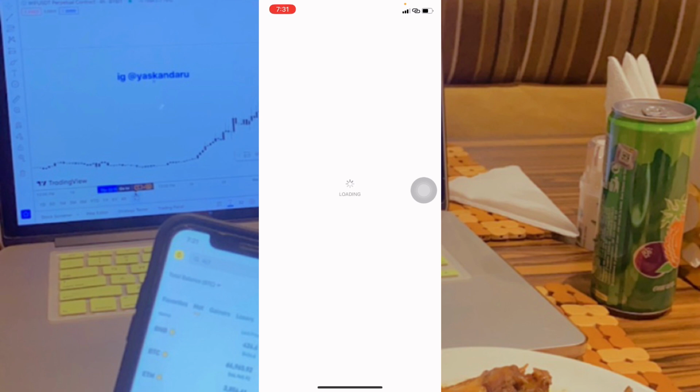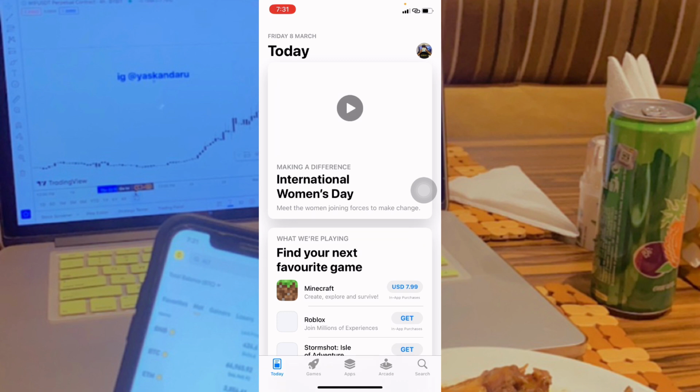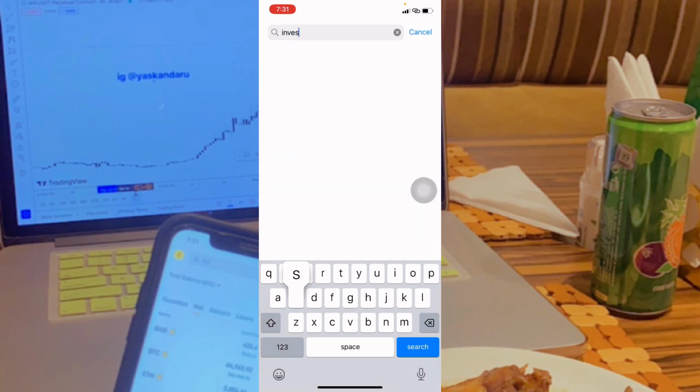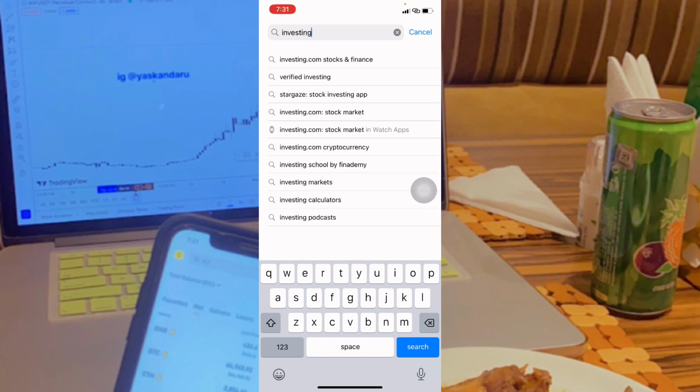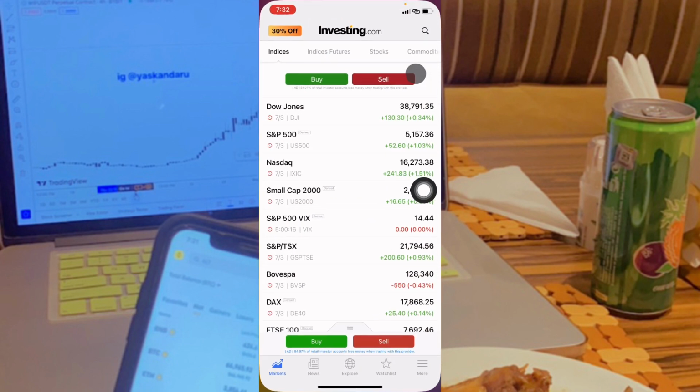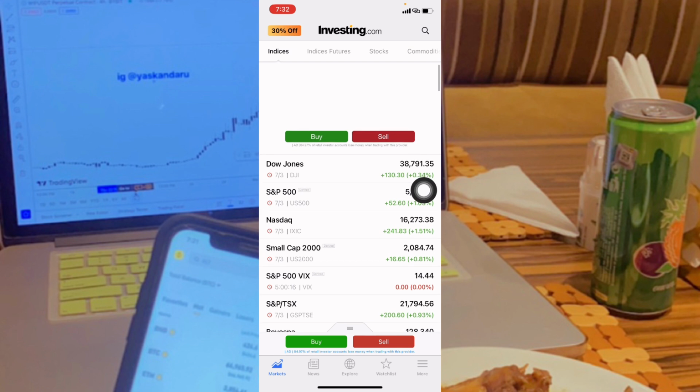Go to your Apple store. Make sure you type in these words so that you can get the app, okay? So we'll search for this particular app inside your Apple store, right? So we search for investing.com. You select the one at the first word here. We have investing.com, stocks and finance. Make sure you install this one, okay? So when you install it, just click on open.